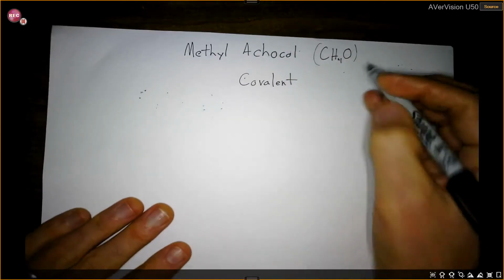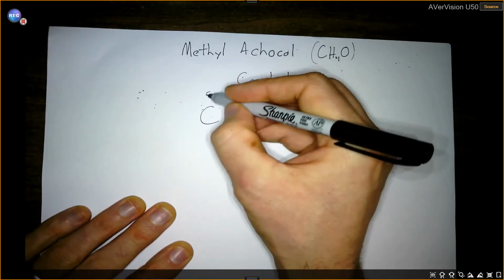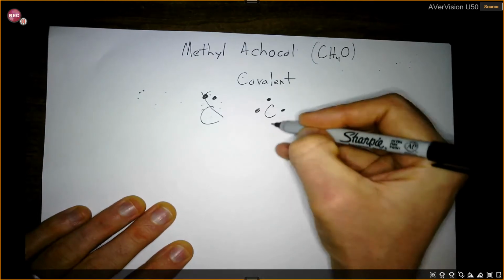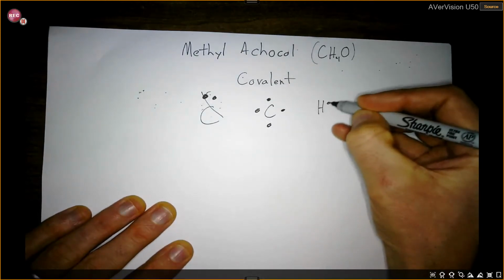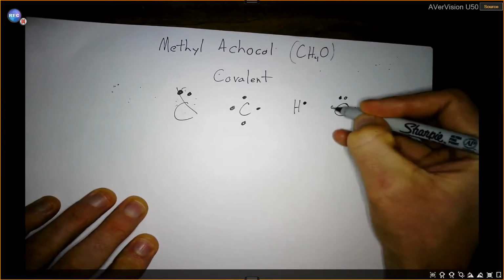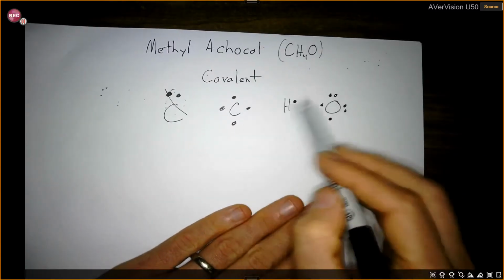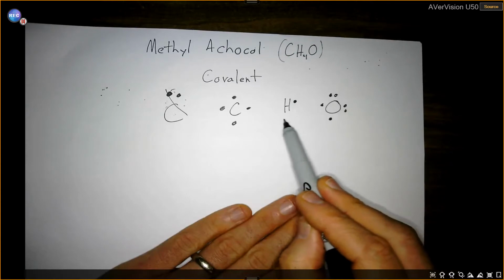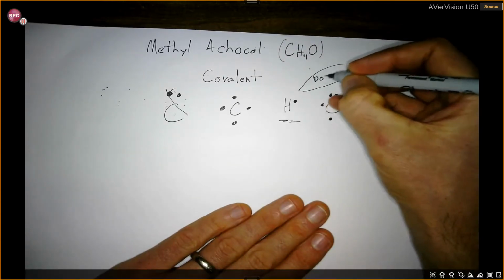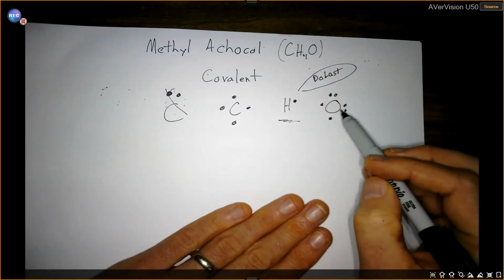The first thing you need to figure out the structure, use the Lewis dot diagrams. So here's carbon, here's carbon, and I'm going to have 4 hydrogens, and I'm going to have an oxygen. Now, when you're dealing with covalent molecules that involve hydrogen, is what you would do last, all right?